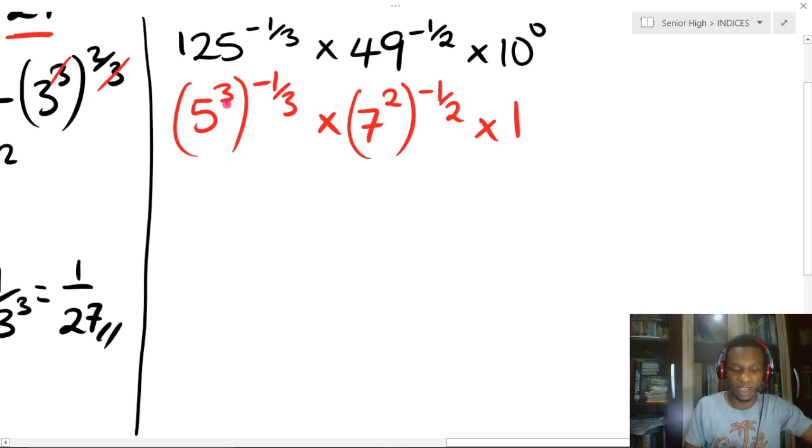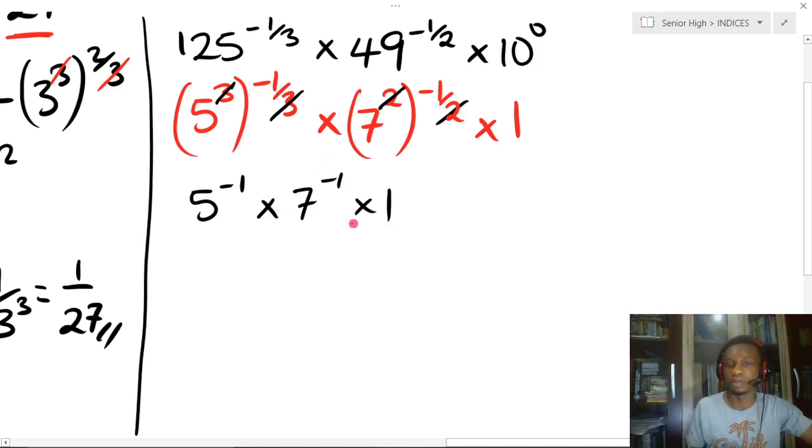So what happens here? I can see that 3 can cancel out 3 here, 2 can cancel out 2 here, and therefore what do I have? I have 5 raised to the power of minus 1, multiplied by 7 raised to the power of minus 1, and times 1. So what happens next? I can then multiply everything through. They are not the same base, so I cannot just use the addition law. I have to multiply it normally, so let us apply the negative index law here.